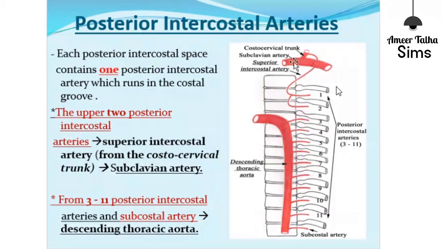This is subclavian artery, and from the subclavian artery arises costocervical trunk, and from the costocervical trunk superior intercostal artery originates, and which gives posterior intercostal artery. And from 3 to 11 posterior intercostal arteries, they originate from the descending thoracic aorta. This is aorta. So the origin of intercostal arteries are different anteriorly and posteriorly.